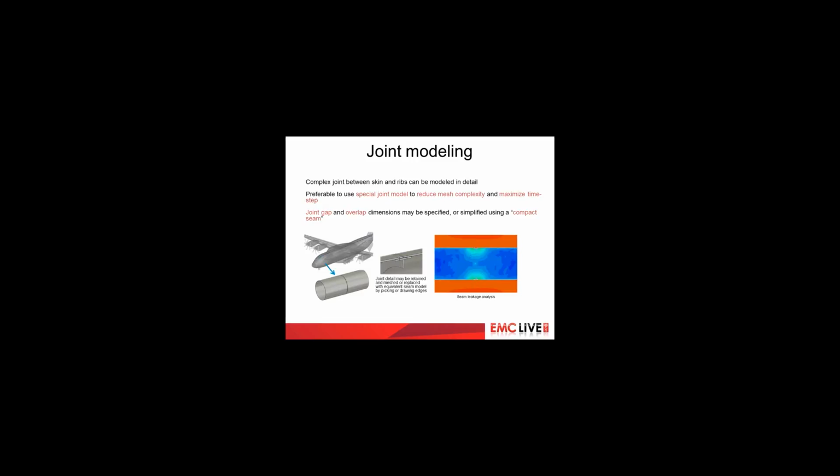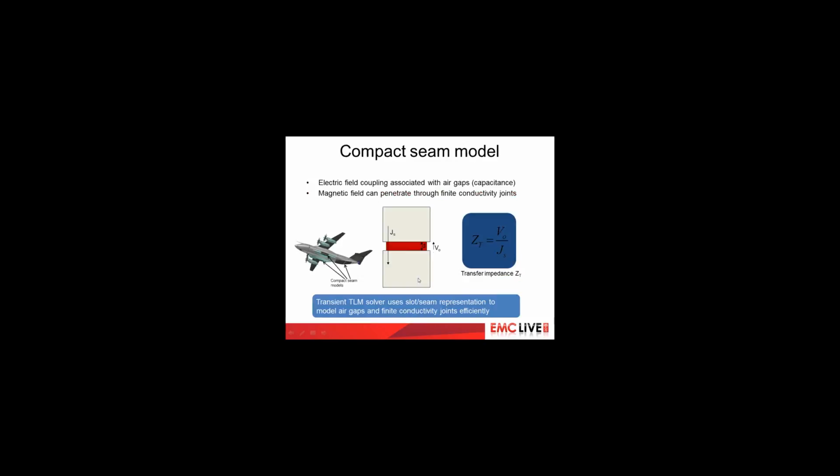We can use a more efficient approach by replacing the detail with an equivalent seam model. CST's transient solver provides a compact seam modeling feature, which enables seam paths to be selected using edges on the geometry and the seam dimensions or equivalent joint impedance specified. One example of applying this compact seam is for the gaps around the wheel wells on the Airbus A400 aircraft and the gap between the cargo loading bay doors. So edges are selected in the model and converted into these seam paths.